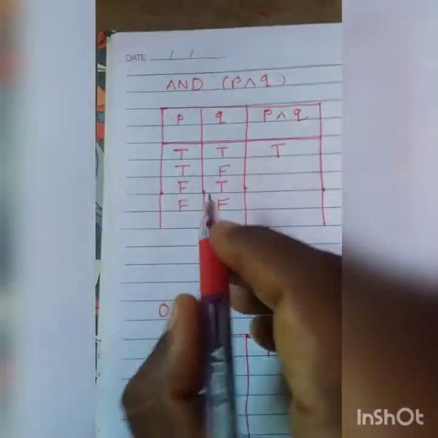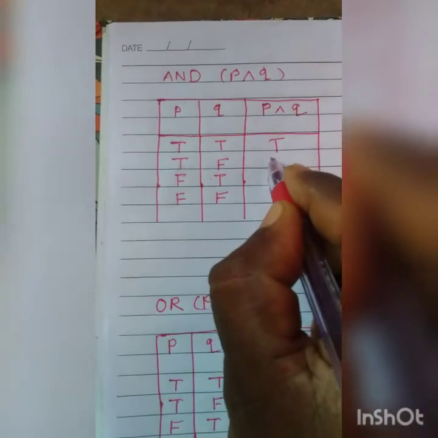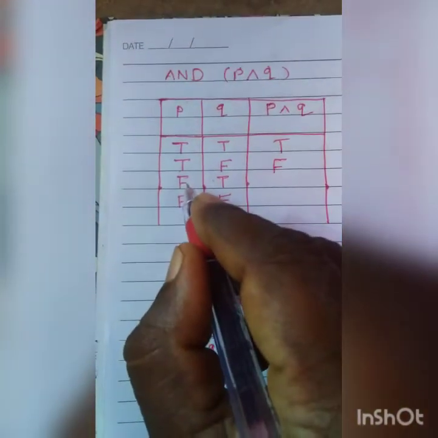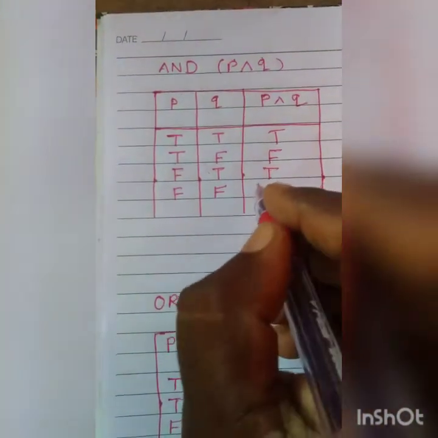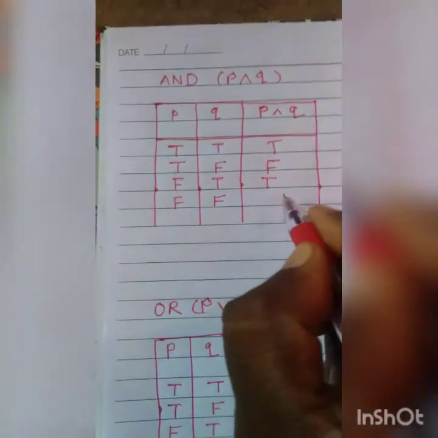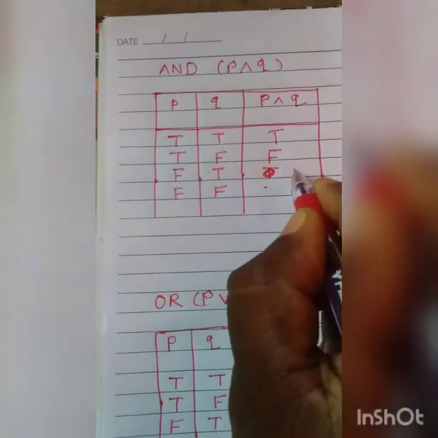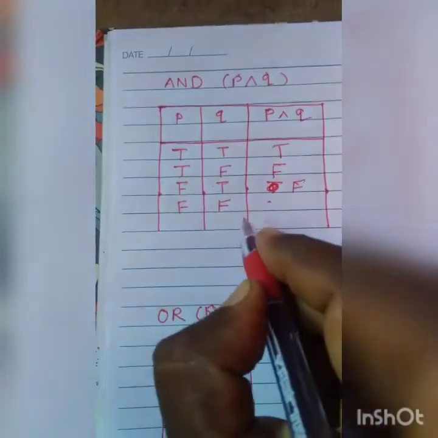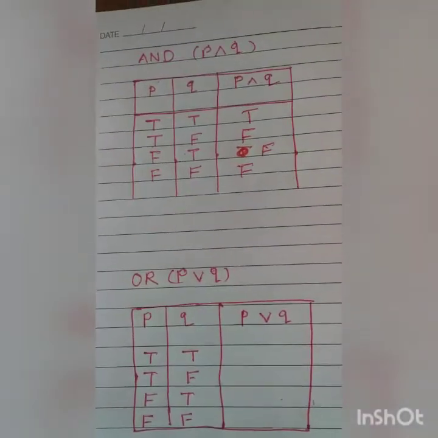If first is true, second is false, then it would be false. If first is false, second is true, then it would be false. And if both are false, then definitely it would be false. Okay.